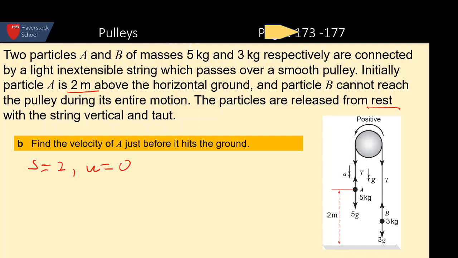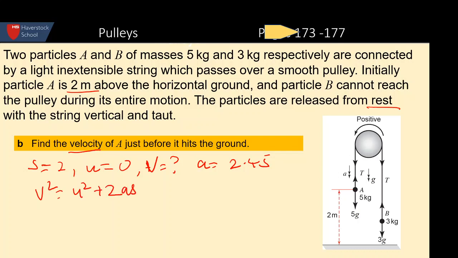We are asked to find v, so that's what we want. We don't know what v is, v is unknown. And a, we know from our previous question. a was g over 4, or we could just say 2.45. So we have s, u, we want v, and we're given a. What would you use? Your SUVAT formulae will tell you that v squared equals u squared plus 2as is the appropriate one to use.